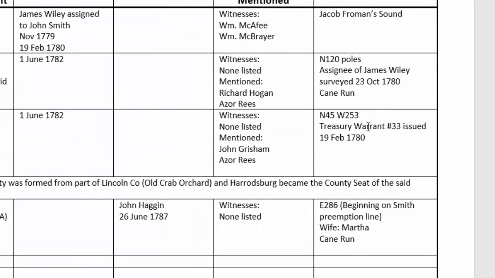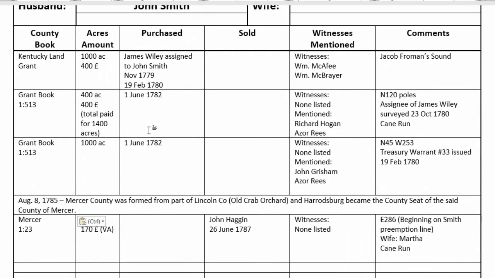Another thing you'll notice down here, this next grant mentioned that this had a Treasury warrant number 33, and it was issued the 19th of February 1780, and that date happens to match this date. So these two entries are for the same land as this one is. I just need to find some more details. I noticed that this is 400 acres and this is 1,000 acres. Over here I've indicated that the 400 pounds that was paid was the total for 1,400 acres. So this 400 acre piece plus this 1,000 acre piece.